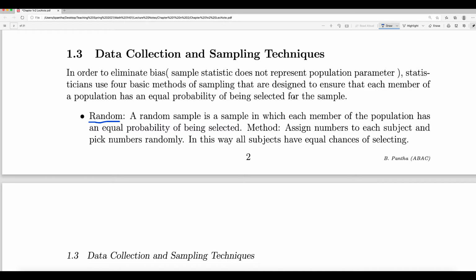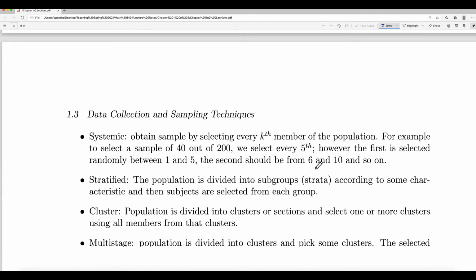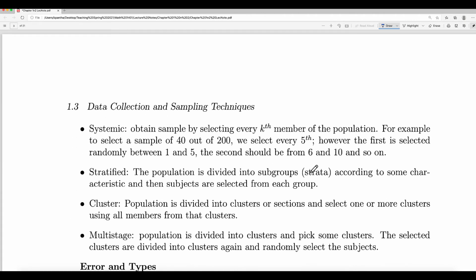For random sampling, we assign numbers to each student, but the person who selects the sample does not know which student has what number. Assign a number to each subject and pick numbers randomly. In this way, all subjects have an equal chance of being selected. That is called the random sample.